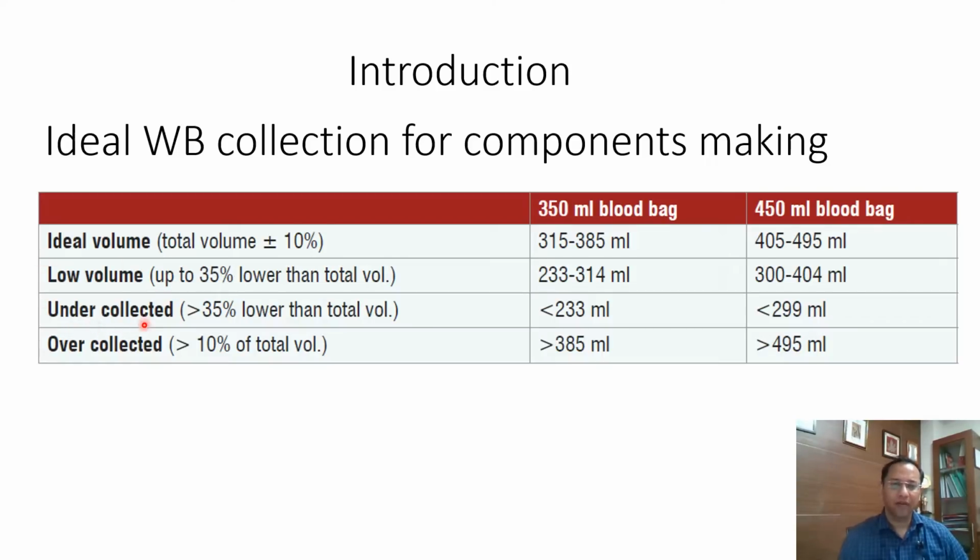Under collected is when it is greater than 35% lower than the total volume, that is anything below 300 ml for a 450 ml bag and below 233 ml for a 350 ml bag. Over collected is when it is greater than 10% of the total volume, which would be 385 ml for a 350 ml bag and 495 ml for a 450 ml bag.